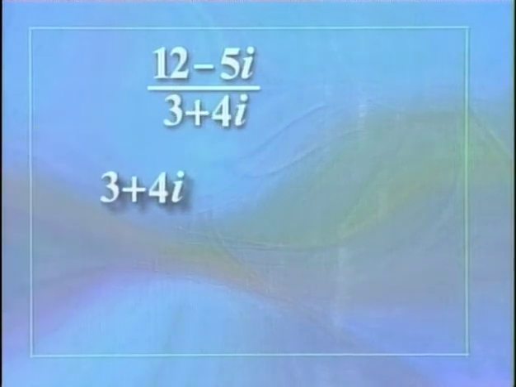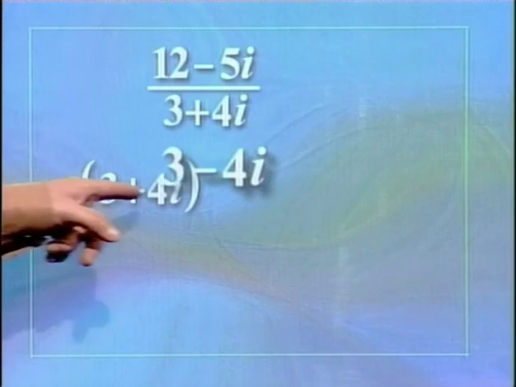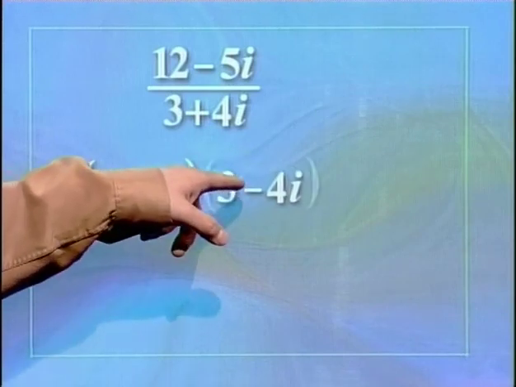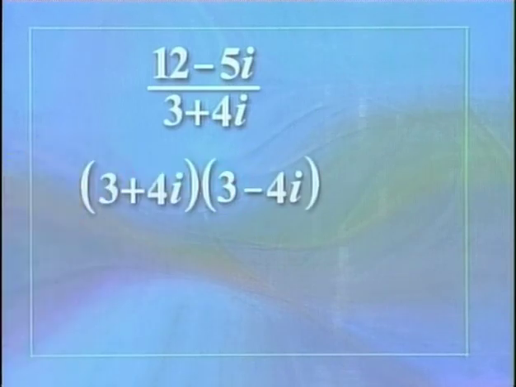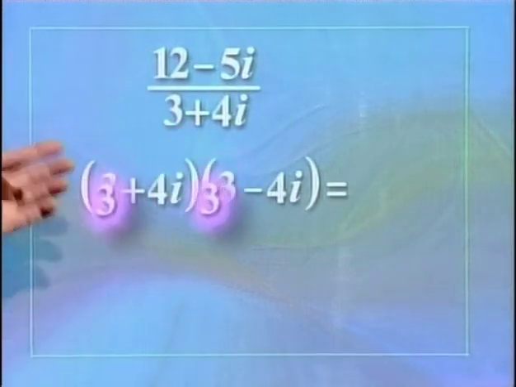And let's see what happens when we multiply 3 plus 4i by 3 minus 4i. That's the same complex number, but with the centre sign changed from a plus to a minus. And let's see what that equals. Well, we've just done some multiplication. We want to multiply every term in the second bracket by the terms in the first.